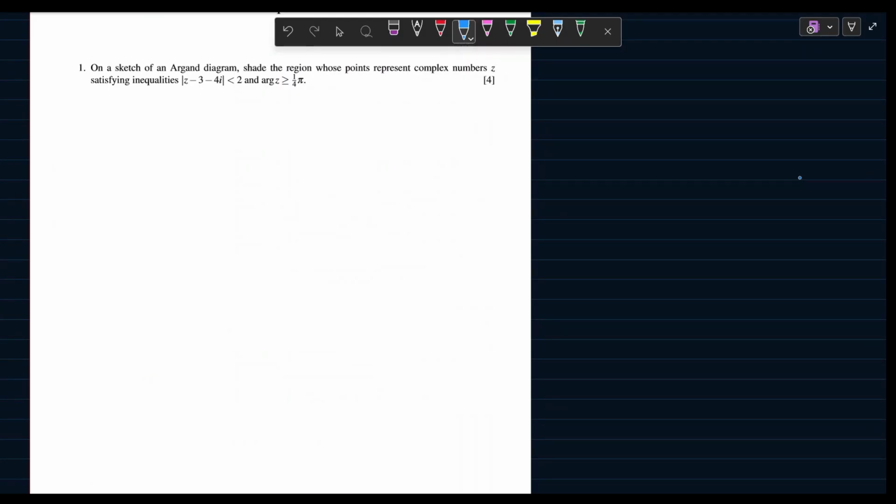Number 1. On a sketch of an Argand diagram, shade the region whose points represent complex numbers z satisfying the inequalities: the modulus of z minus 3 minus 4i is less than 2, and arg z is greater than or equal to a quarter pi. So let's draw our complex plane. We're going to have our vertical axis, which is the imaginary axis, and then we're going to have our real axis.